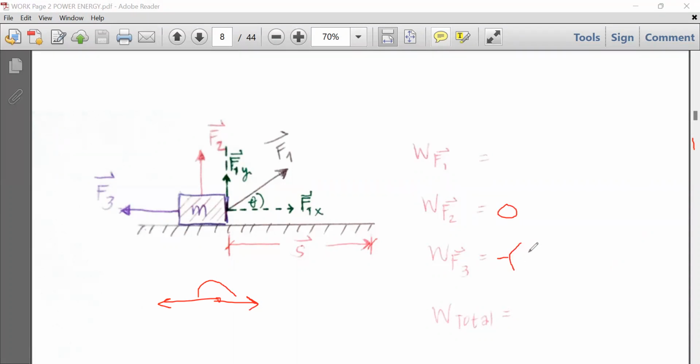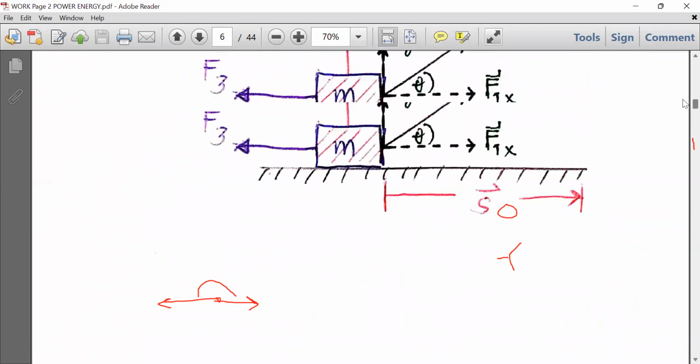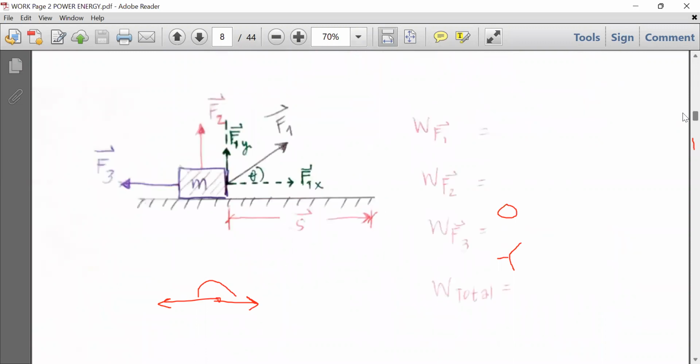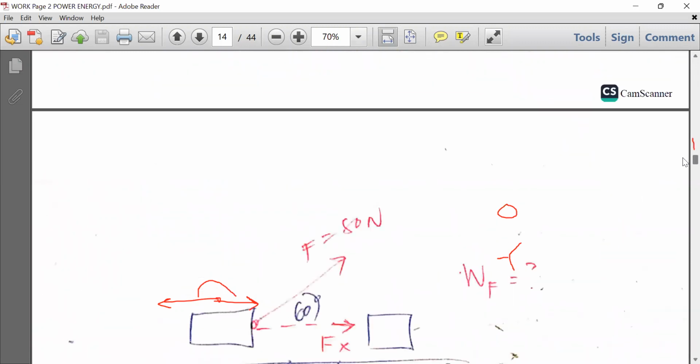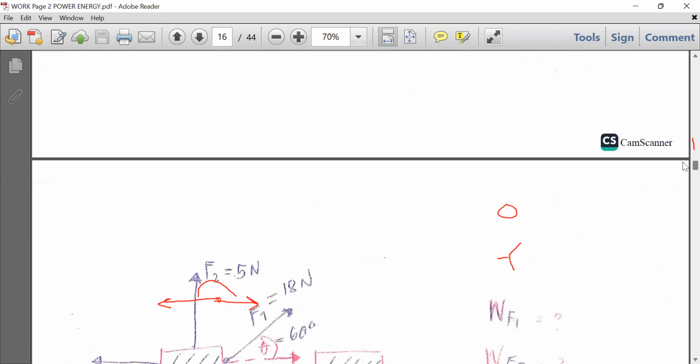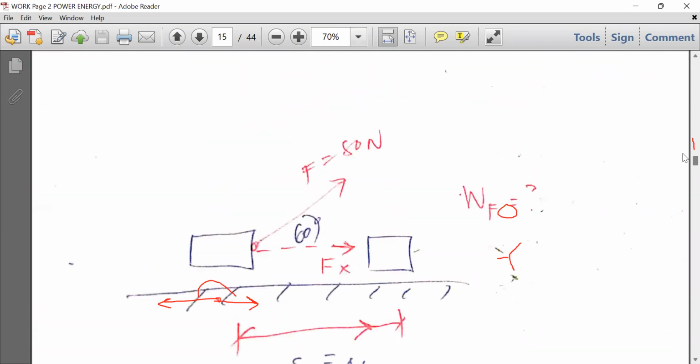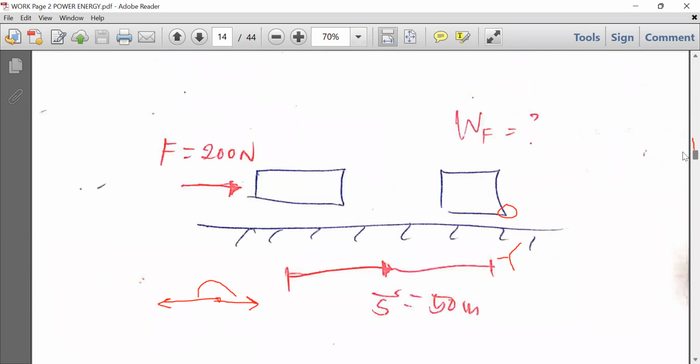So let's have negative. And then what is F? Wait, it's the wrong one. Where is it? Let's solve that one. First example. Let's start with the first example here.